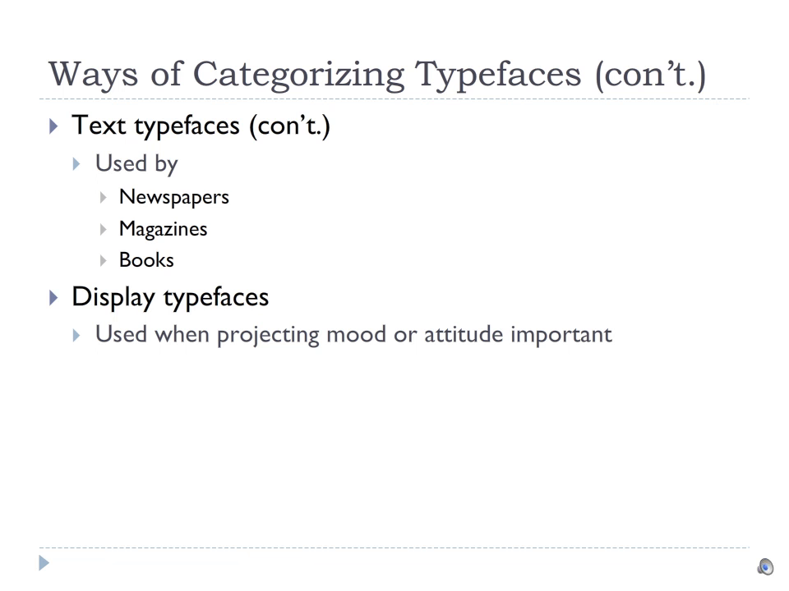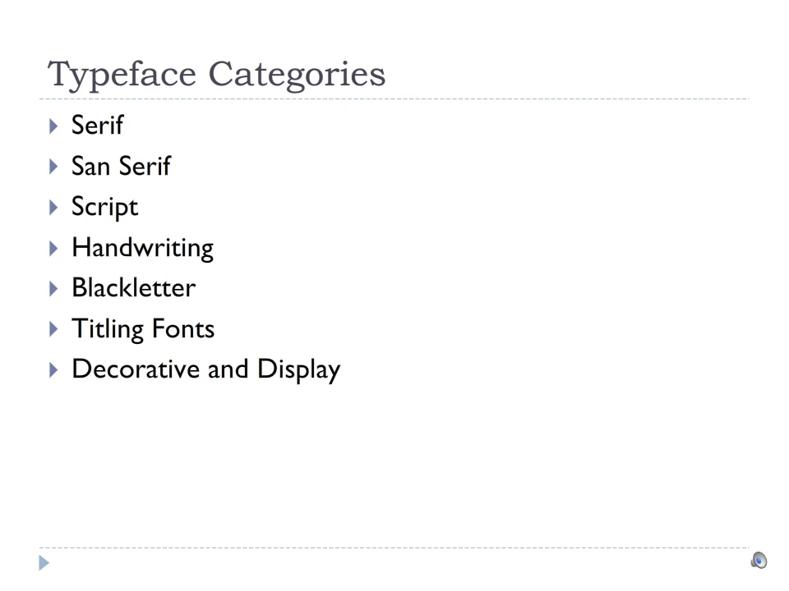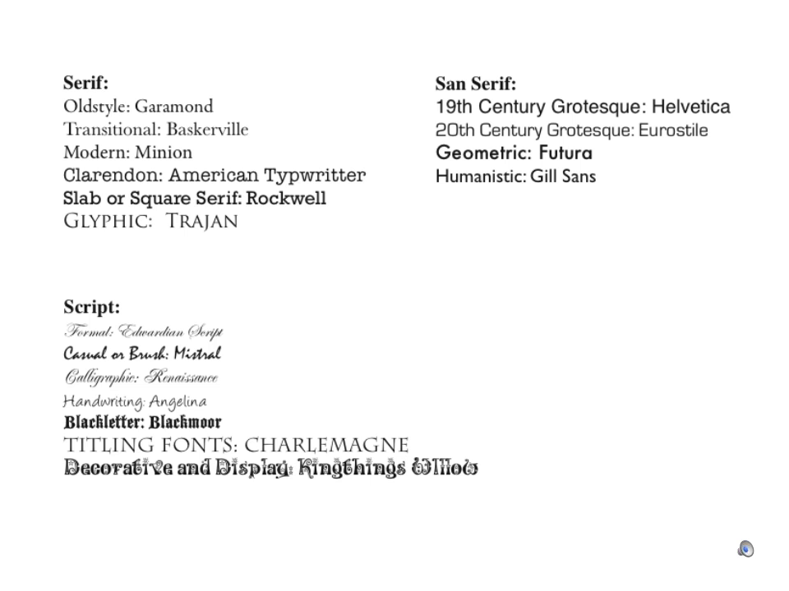Display typefaces are used when projecting mood or attitude and are more decorative in nature. The categories of type are serif, sans serif, script, handwriting, black letter, titling fonts, and decorative and display. Within the serif, sans serif, and script categories, we have additional subcategories. We can see those listed here as well as examples of typefaces that fall into each of these categories. The categories are based on the time in which the type was created as well as the character styles associated with each typeface.